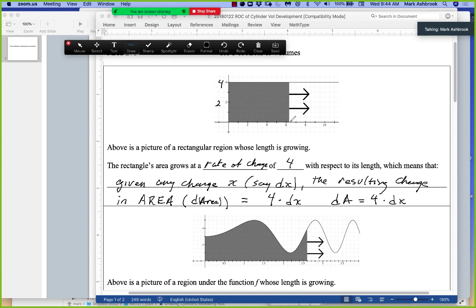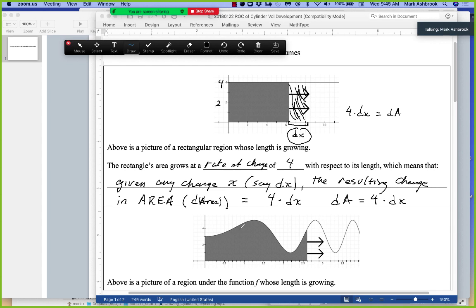So whatever change in x we see here, the change in area, the net change, or the new amount of area added on, will be 4 times that dx, right? That's just base times height. And that comes from the fact that we saw that the function value, this height, is the rate of change.